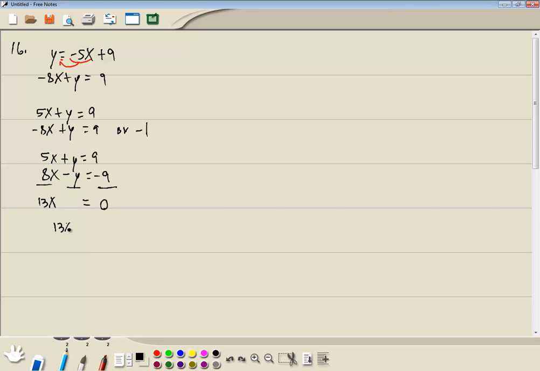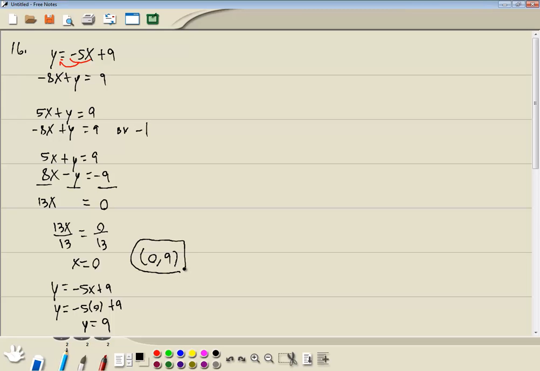So then I'm going to solve for x. So I divide both sides by 13. And we get x is equal to 0. Now I want to plug that into one of my equations and solve for the other variable. Probably the first equation is the easiest. So I got y is equal to negative 5x plus 9. And we just said x is 0. So I'm going to have negative 5 times 0 plus 9. Negative 5 times 0 drops away, so we get y is equal to 9. So our answer would be 0, 9.